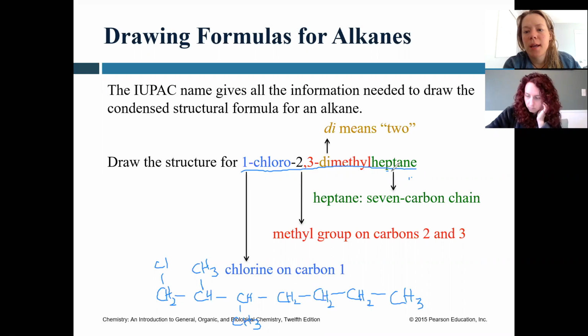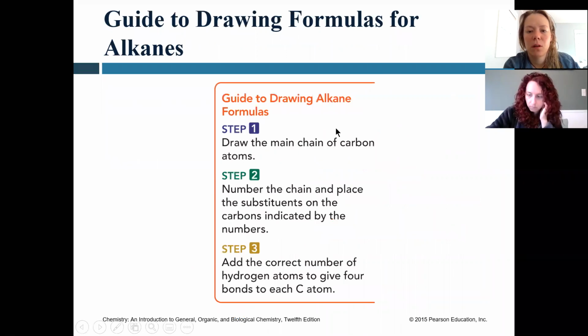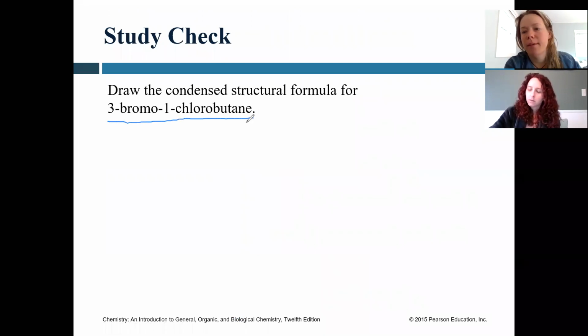So make the longest chain first, then add the accessories, and then saturate it with hydrogen. Same thing says here: draw the main chain, number the chain, put in your accessories or constituents, and add the correct number of hydrogens to balance it out. So I want you to draw this guy here: 3-bromo-1-chlorobutane.